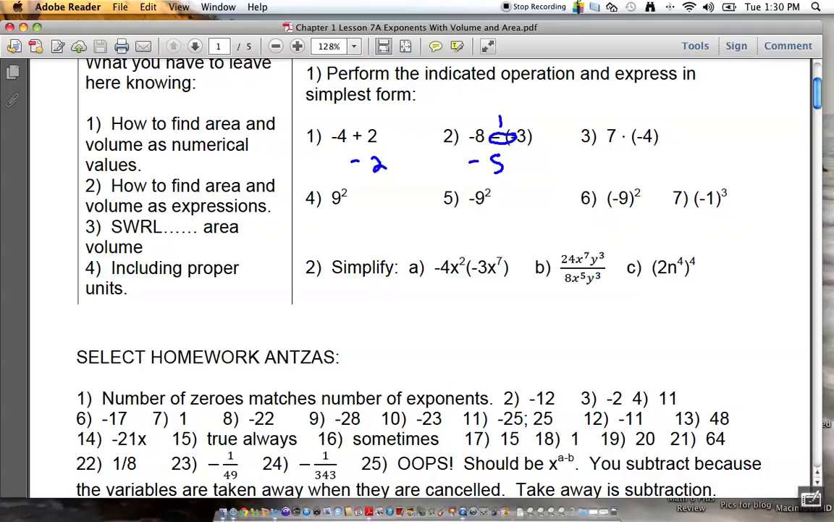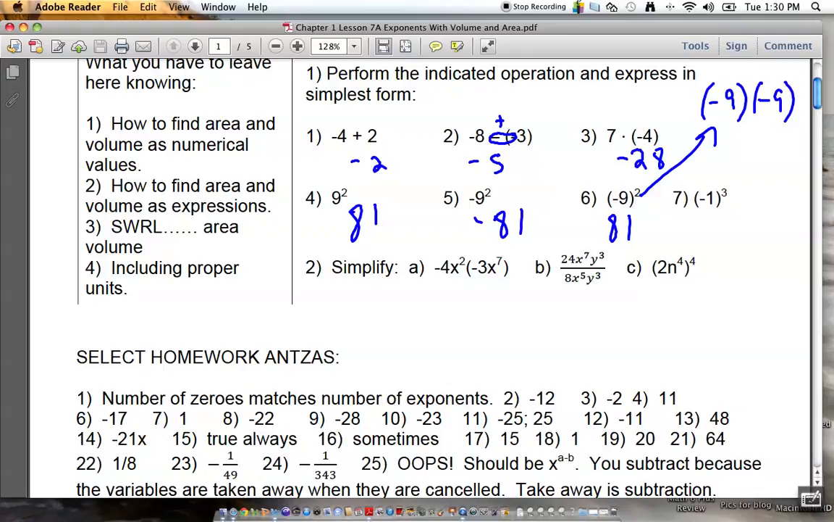Remember, circle agregar. Next, 7 times -4. Ms. Abasilos? -28. -28 is correct. 9 squared. 81. Good job. -9 squared. Very good. Remember, that means square the 9, then negate it. -81 is perfect. -9 in parentheses squared. Someone who hasn't helped me yet. Go ahead. 81 is correct because this means -9 times -9.